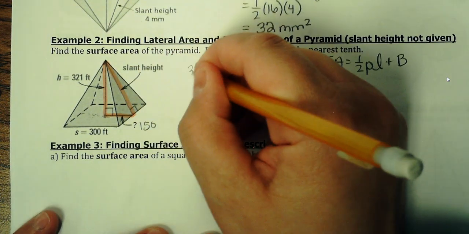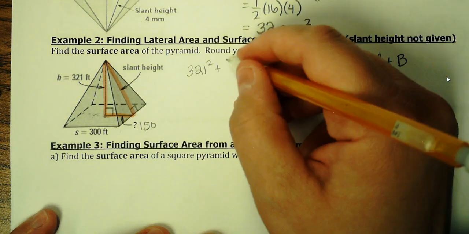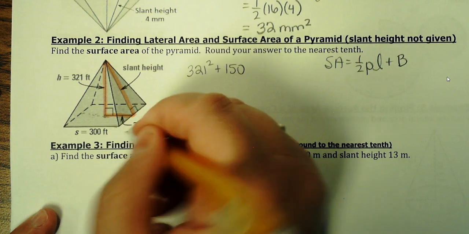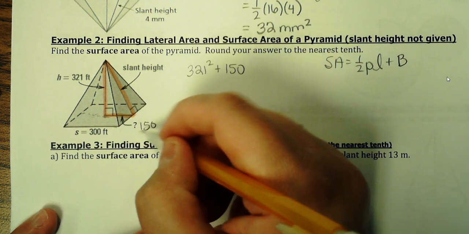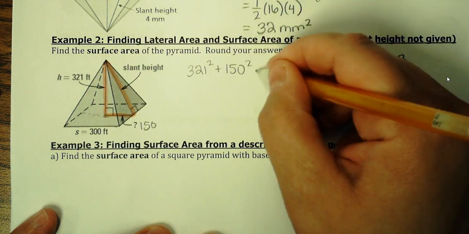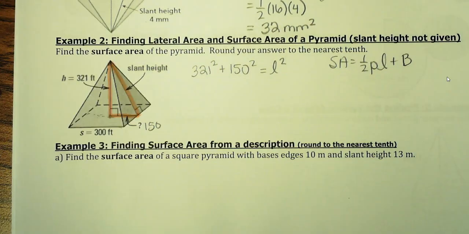So the actual height, the 321, would be one of the legs of that right triangle I highlighted. The 150, remember I had to cut the side of the square in half, so that's where I got 300 divided by 2 is 150. Those are the 2 legs of that right triangle. The slant height is the hypotenuse. Okay, so I'm just going to do this on my calculator real quick. 321 squared plus 150 squared.